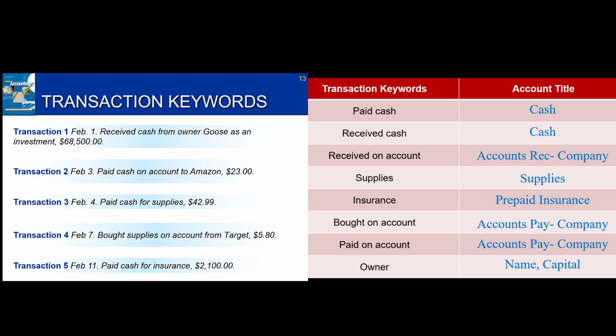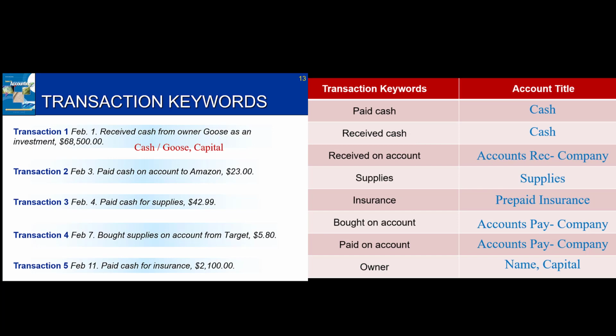So I'm going to pull up my chart of accounts, and I'm going to go left to right, and the first one that I can match up right away is cash. So I know I've got a cash account. And then my second keyword here is owner. So owners have names, and I'm going to go with name, comma, capital. So my two account titles that affect this transaction are cash and Goose, comma, capital.